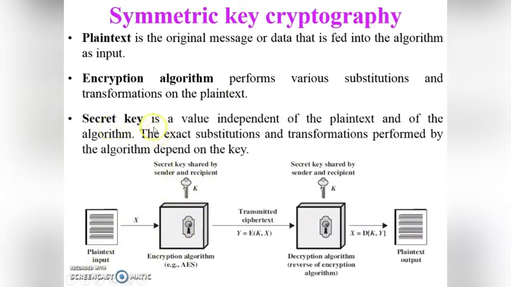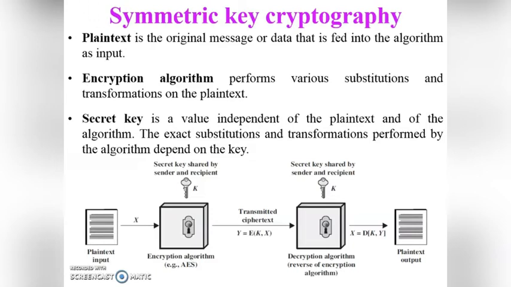Next, the encryption algorithm. It performs various substitutions and transformations on the plaintext. The use of the encryption algorithm is to convert plaintext into an unreadable format, or we can say plaintext is converted into ciphertext. Third, the secret key. It is a value independent of the plaintext and of the algorithm. The exact substitutions and transformations performed by the algorithm depend on the key.